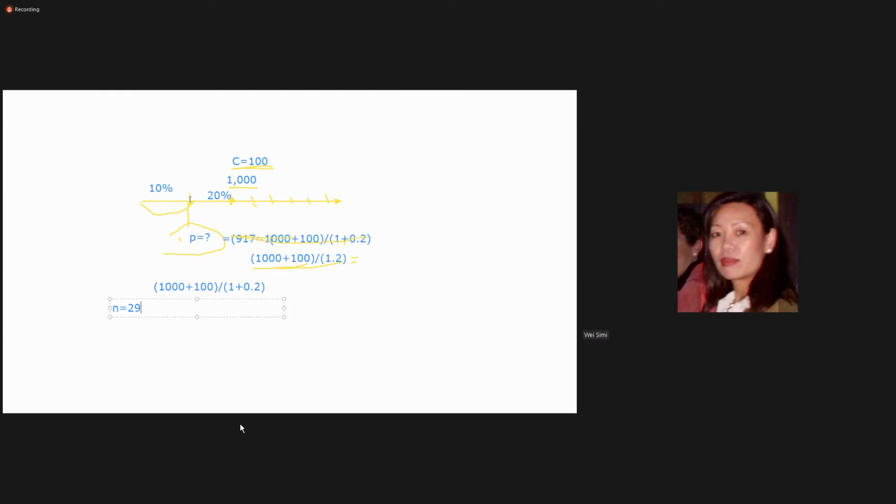Because 1 year passed, so the rest of the bond is 29 periods. So N is 29, okay? You have to use a calculator right now. Then payment, PMT, is the coupon payment, it's 100, right? And then your interest rate is 20%. So put 20 as I or Y in your calculator.